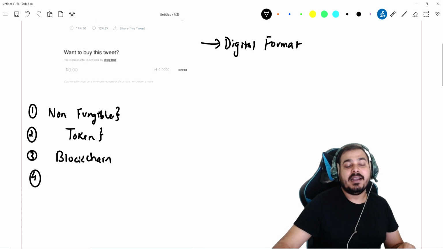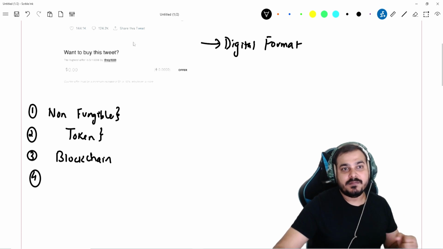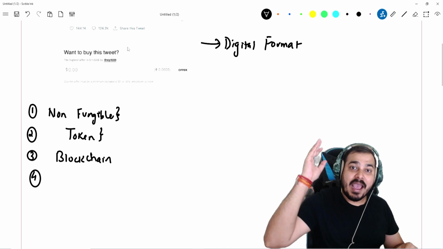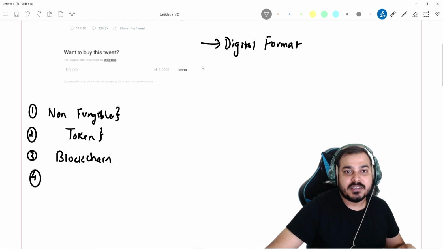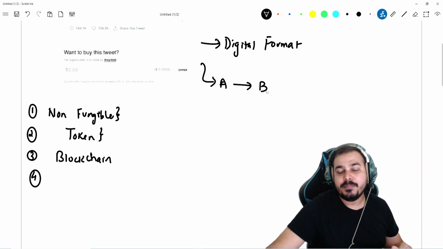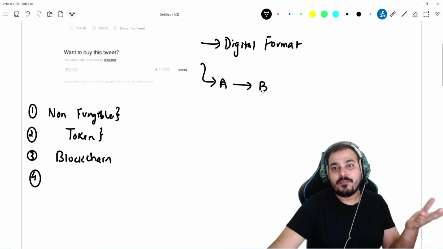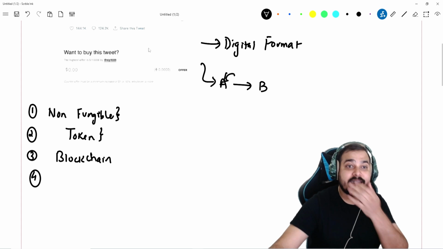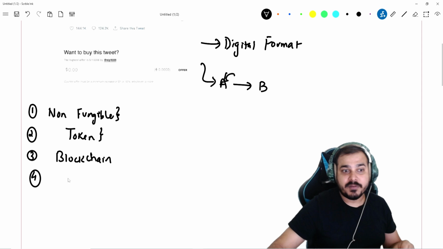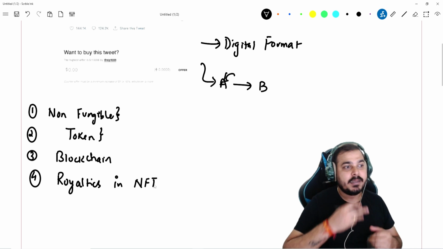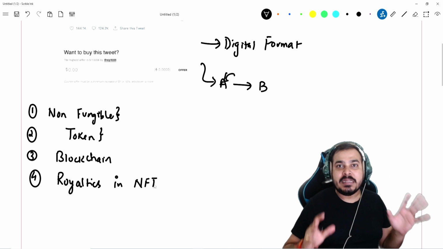The fourth thing is that suppose Jack Dorsey has sold his first tweet, what kind of royalties will he be getting? Suppose this tweet was bought by person A, and then A sells it to some person B. Then what kind of royalty will the original owner, Jack Dorsey, get? We'll also be discussing royalties in NFT. So all these topics we will try to cover. Please make sure that you watch this video till the end.